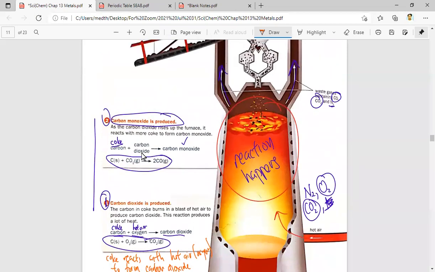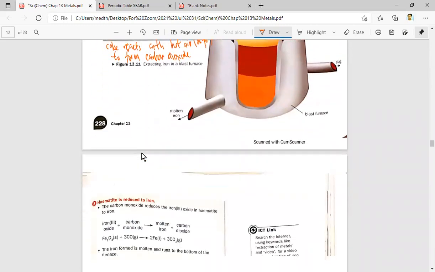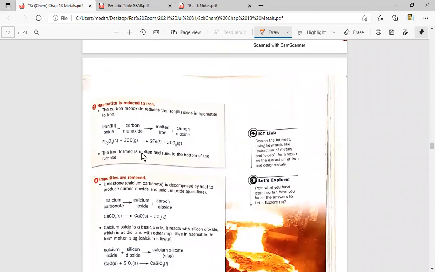The first two steps are the important steps because you need carbon monoxide. This guy here is the main star. Carbon monoxide is the one that helps you get the pure iron. Next, step 3. Hematite is reduced to iron. So the iron ore reacts with carbon monoxide. Fe2O3 reacts with CO, and you get molten iron and carbon dioxide. So please remember this equation. It's not easy to balance it, so my suggestion is you might want to just memorize the whole equation, together with all the balancing numbers.